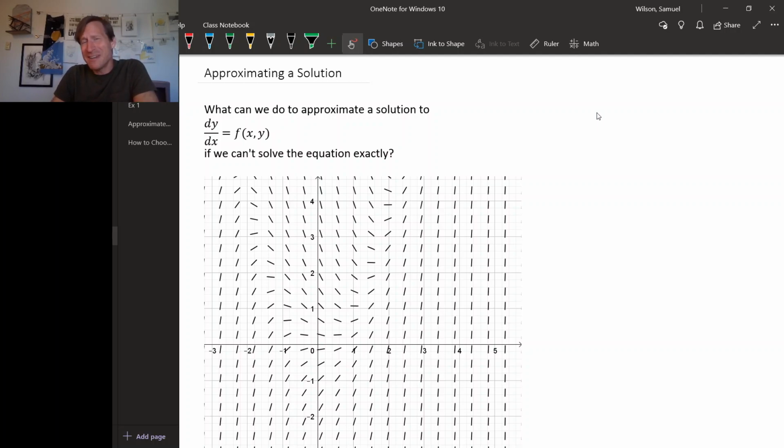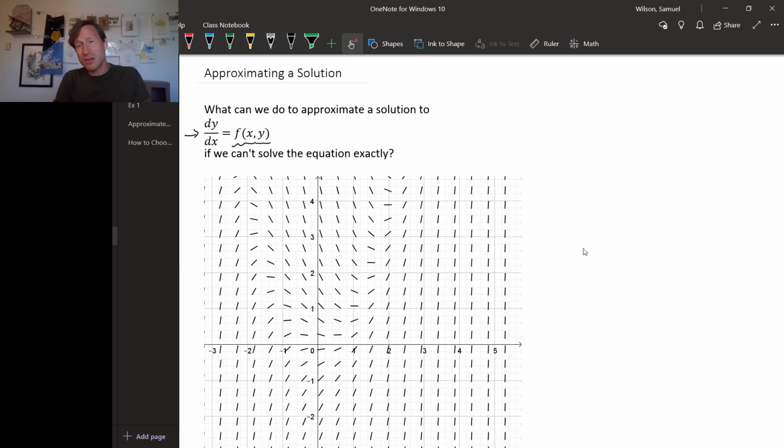At that point, we kind of have to give up on finding an exact solution to the differential equation and instead find an approximate solution. So let's try to figure out how we could approximate solutions to a differential equation. We are still talking about first-order differential equations, so we're going to assume our differential equation looks like this: dy/dx equals some combination of x and y. And so how can we find an approximate solution?